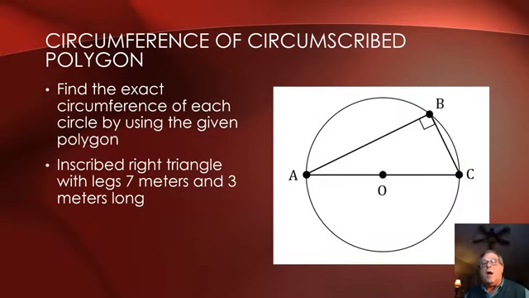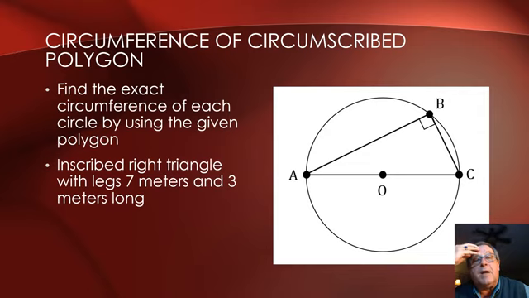Let's expand our knowledge just a little bit, and we're going to talk about inscribed polygons and also a circle that is circumscribed around a polygon. So an inscribed polygon is one in which all of its vertices are endpoints on the circle. In other words, the vertices lie on the circle, and that would be an inscribed polygon.